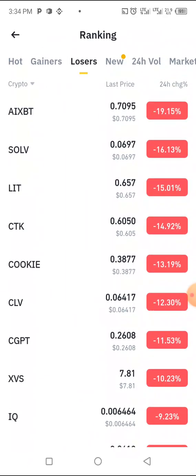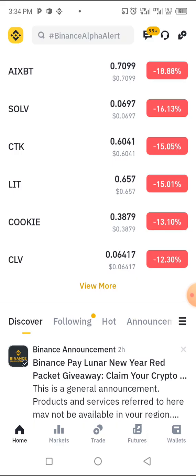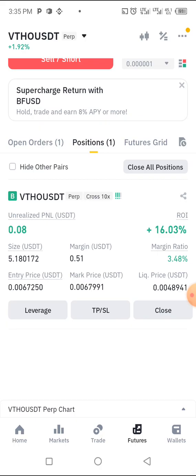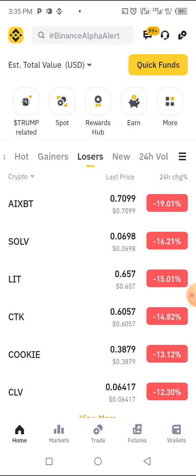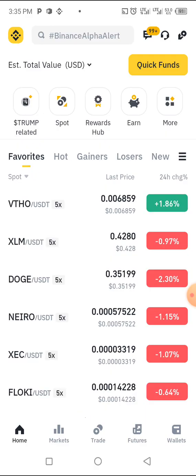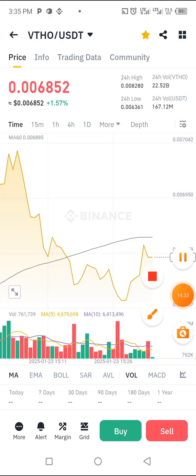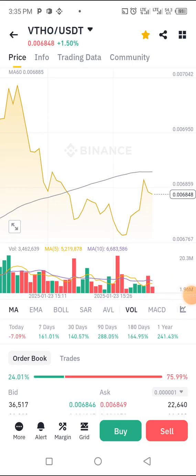Okay, so let me show you the coin that I am trading now. You see that this coin is currently on a profit of 16%. So let me just go to my favorite coins, then show you. Stay tuned. All right, you can see that this coin, this is what I was talking about. You can see that the 1 year it is over 200%, 180 days 164%. The last 7 days you can see that the coin is performing here.